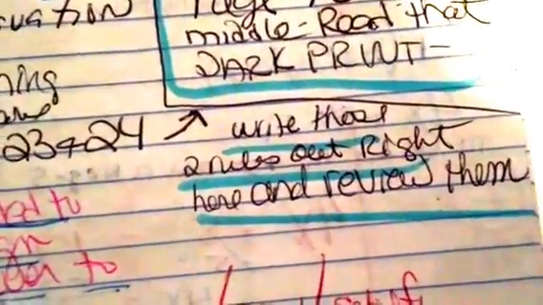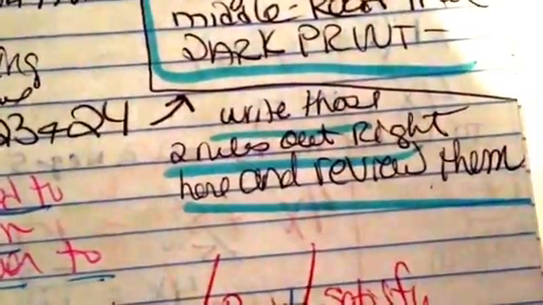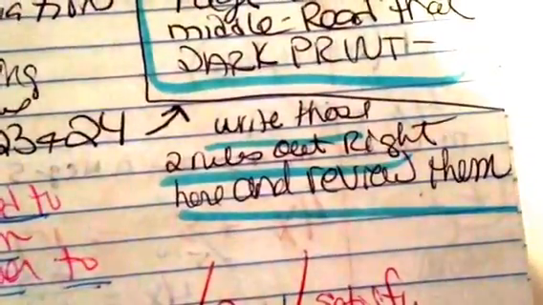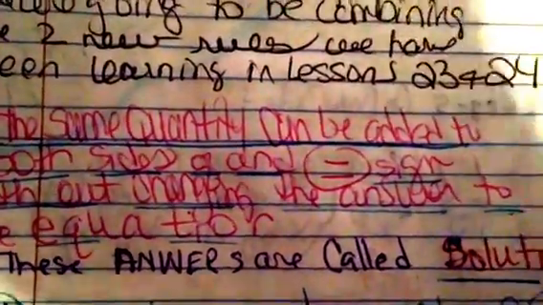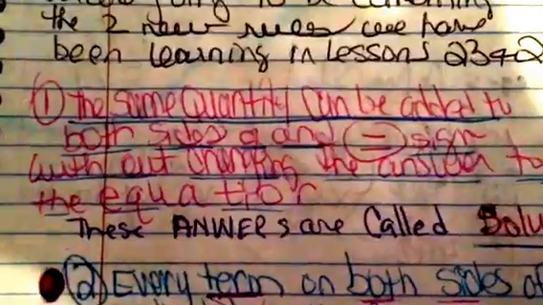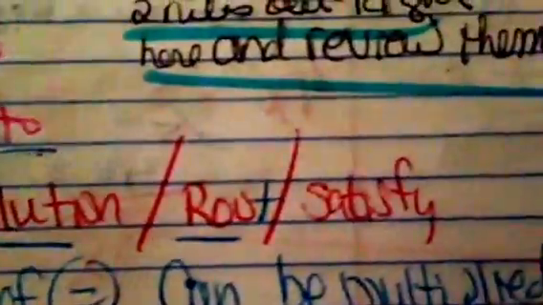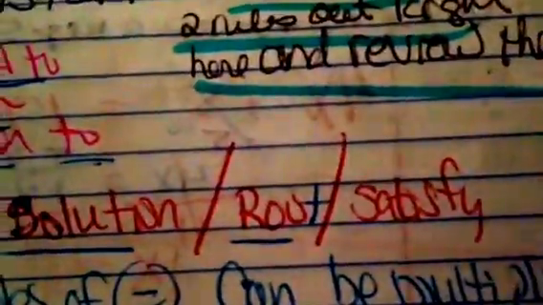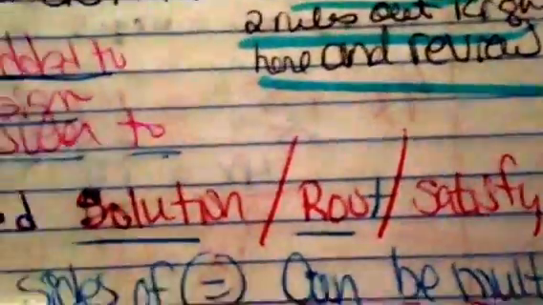So we want you to write down those as a rule note. The 2 rules that we have been talking about. Rule number 1: the same quantity can be added to both sides of an equal sign without changing the answer to the equation. Okay, these answers are called solutions, or the root solution, or they're the number that satisfies the equation.